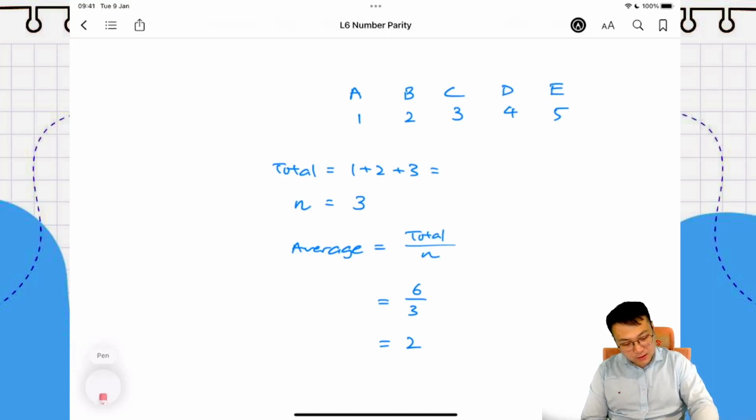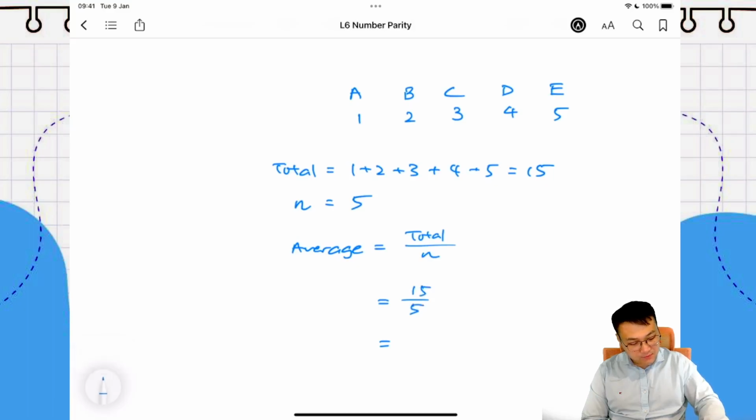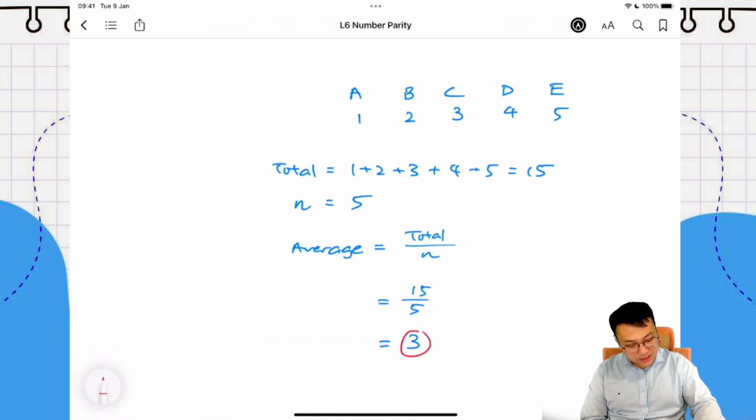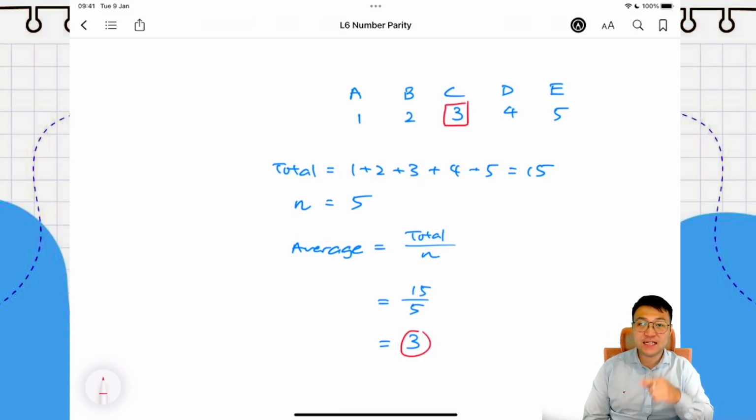Let's say, what is the total? 1 plus 2 plus 3 plus 4 plus 5, you get 15. How many people are there? There are 5 people, A, B, C, D, E. How do you find the average? Take the total divided by the number of people. The average is 3. And guess what? The average is actually the same as the number in the middle. So for any consecutive sequence of numbers, the middle number is the average.